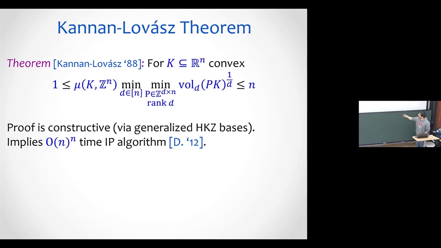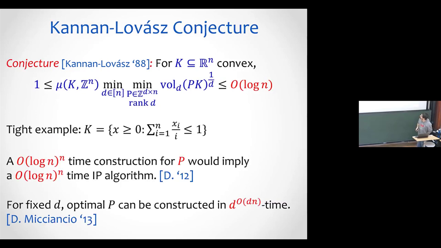When you put it all together, the duality dichotomy that you get is essentially what tells you that at every stage you create n subproblems per dimension, and then you put it together, you get an n to the n algorithm. And the conjecture, which is what I mentioned at the beginning of the talk, is that that n should be log. And the tight example is this kind of simplex where you scale every coordinate slightly differently. And so that's the conjecture.